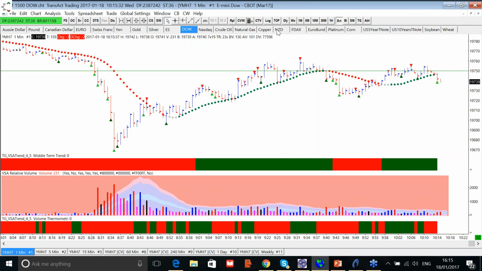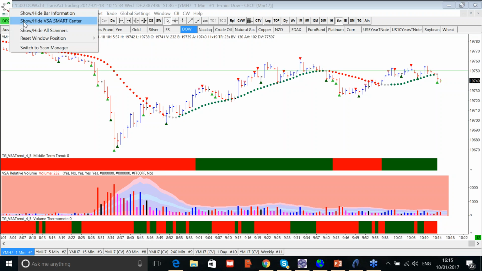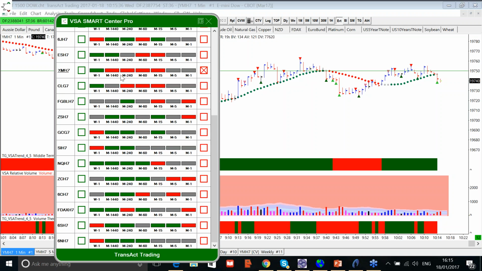Let's go back to Smart Center just to show you what it said. Here was the Dow. We can see now that the 1 and the 5 are grey. We can see that the 15, 60, 240 and 8 hour are red. So we're going to watch very closely to see if we get a principle on any chart, any time frame, that breaks this down. It's already alerted me for a short at 46.